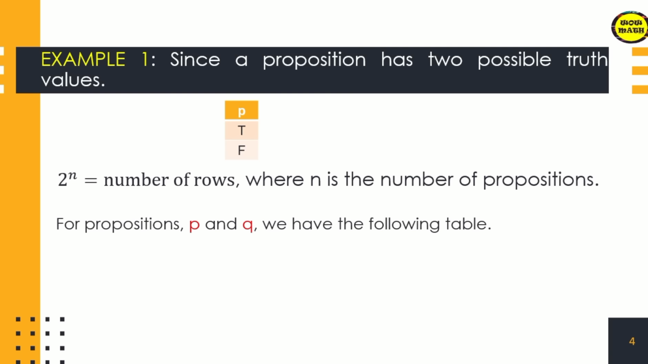Halimbawa, for propositions P and Q, we have the following table. So ilan yung proposition natin dito? Meron tayong dalawa. So kapag gagamitin natin ang formula, papalitan natin ng n, that is 2. Dahil meron tayong dalawang proposition, 2 squared, that is equal to 4. So ibig sabihin, meron tayong 4 na number of rows. So we have P, Q, alright? So tatandaan natin, true, true, true, false, false, true, and false, false. Okay? So using this formula, malalaman natin kapag nag-construct tayo ng truth tables kung ilang rows yung gagawin natin.